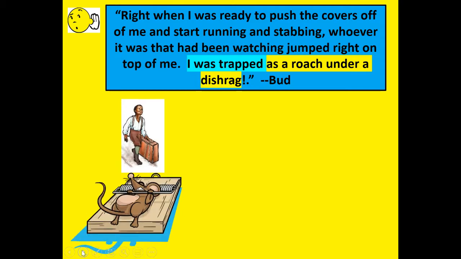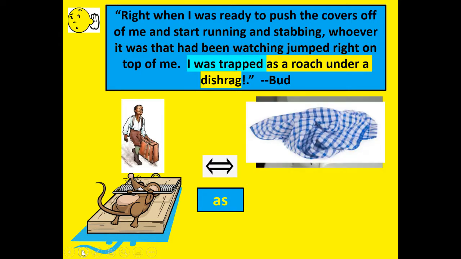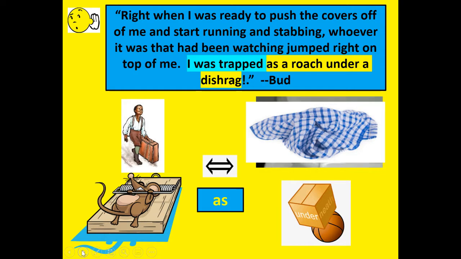So Bud is comparing himself as someone who's trapped, just like this mouse is in a trap. He was trapped like or as a roach under a dish rag. So this is figurative language. He was trapped as a roach under a dish rag.